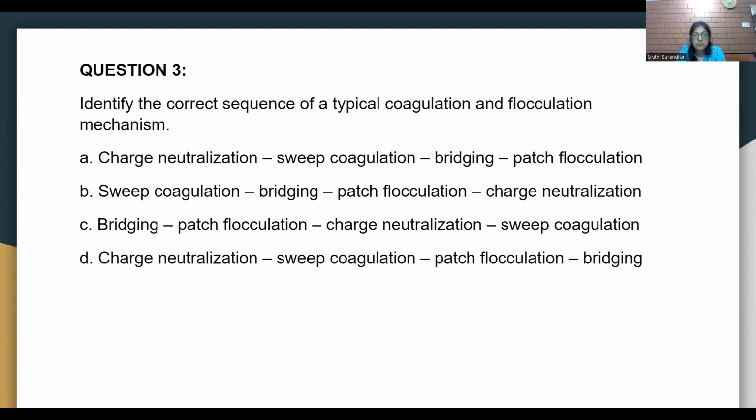So coagulation and flocculation occurs in various steps. I mean, there's an entire mechanism of this process that happens. So, what is the sequence of this process? There are various names for each process that is happening for this coagulation and flocculation to happen. So what is the sequence of this?